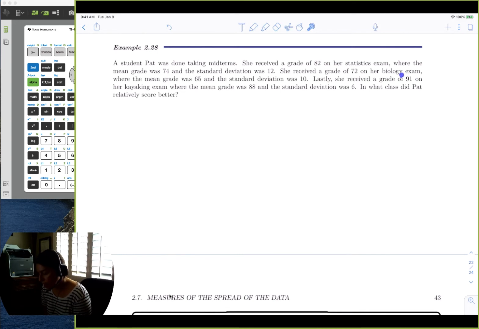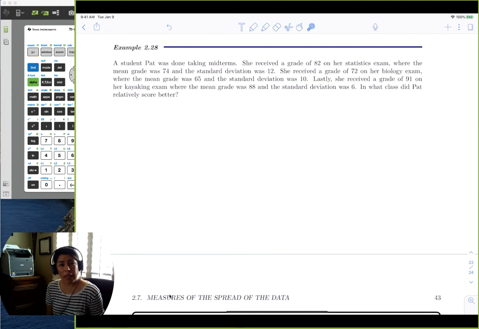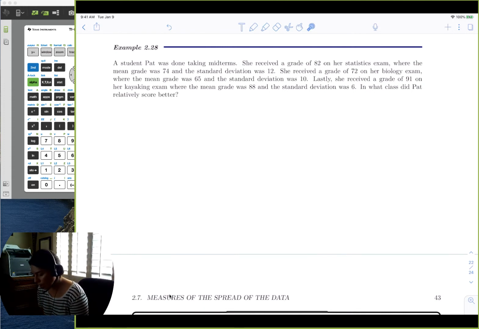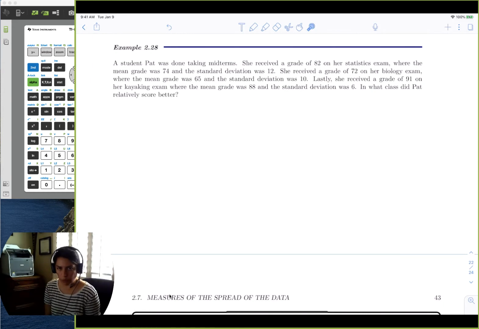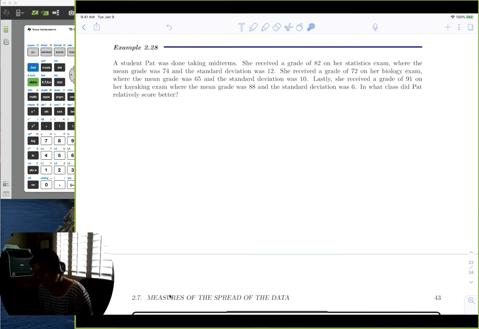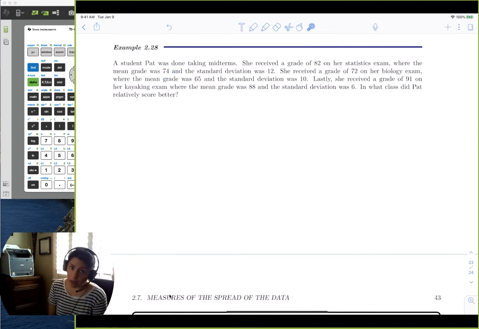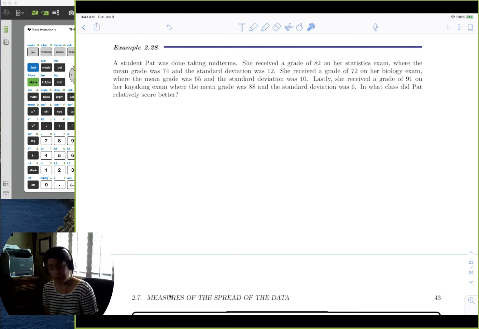We automatically see the 91 and we think, oh, she did the best in kayaking. Well, not really, because there are three different distributions. What if the average is a lot higher? So if we look at the kayaking score, we can see that the grade of the average was really high as well. It was close to an A. So the average score in the class was almost an A, and she got an A. So did she do that much better than the average? Let's say on her stats exam where she got an 82 and the average was 74. Well, she did do above average there, definitely, and kind of far away from the average. 72 on her bio and 65 was the average. So 65 was pretty low, is a low average, and she was above that.